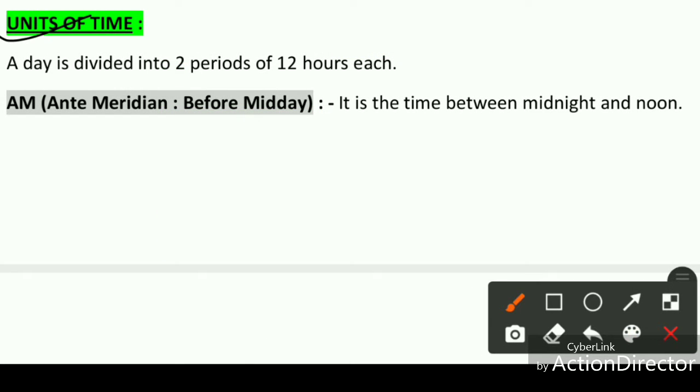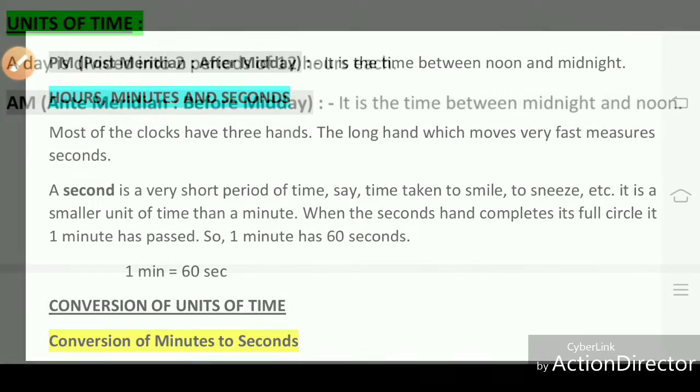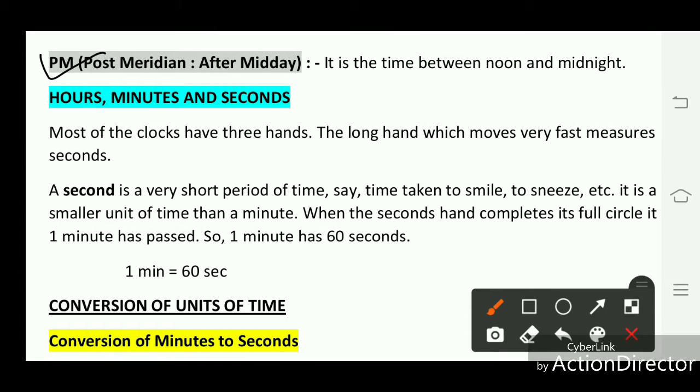Now, units of time. A day is divided into two periods of 12 hours each. AM, antemeridian, before midday. It is the time between midnight and noon, and this time is known as antemeridian time or AM. And the second, PM, post meridian, after midday. It is the time between noon and midnight. Here hours, minute and second are some units of time.